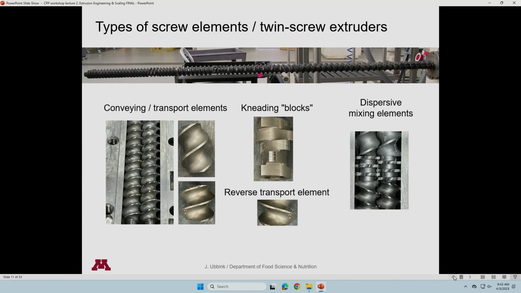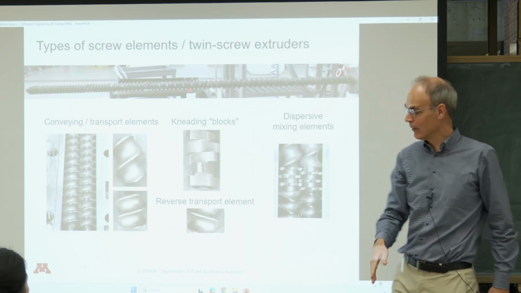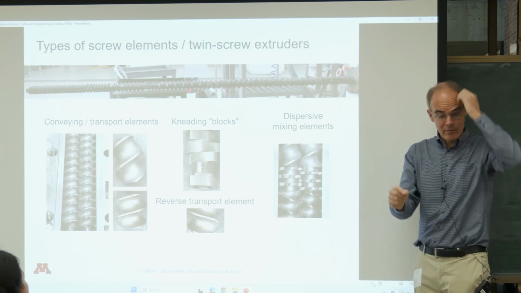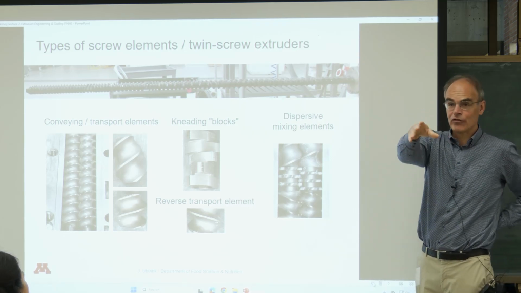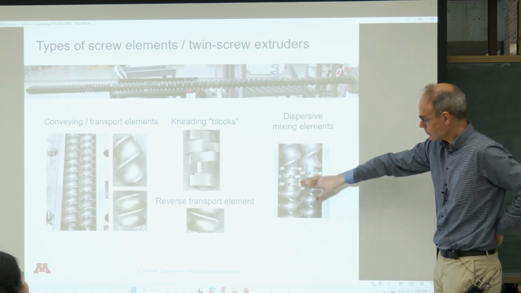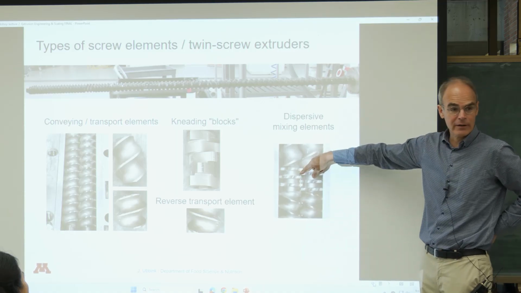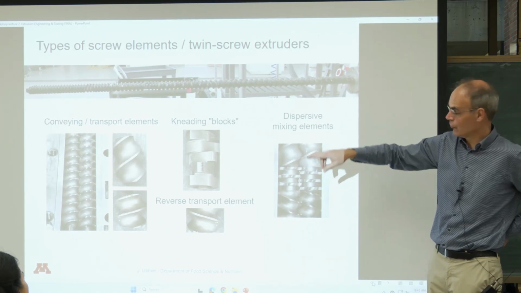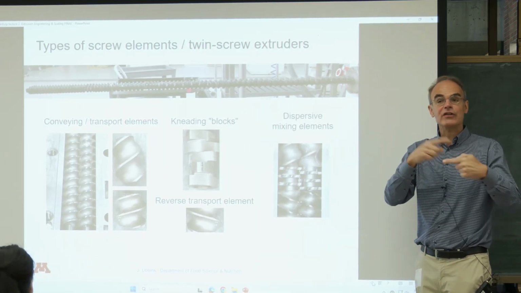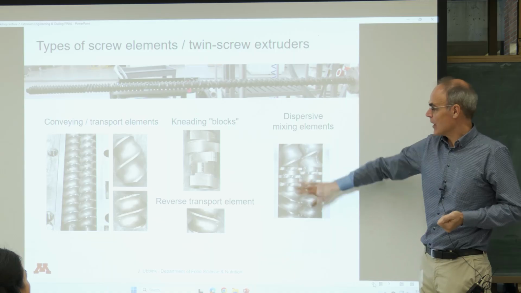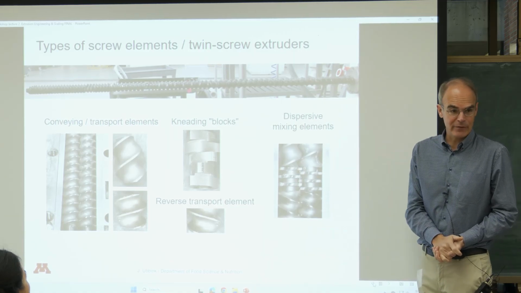Can we inject the flavor? Yes, in that extruder barrel, just before we extrude it into whatever die, low moisture or high moisture extrusion. We can inject an oil in here, or better even an emulsion. And then with these mixing rings, we can actually disperse that in. These are dispersive mixing elements.